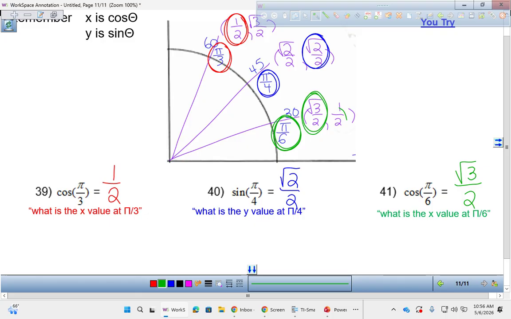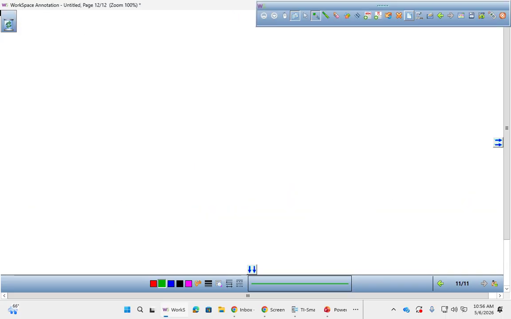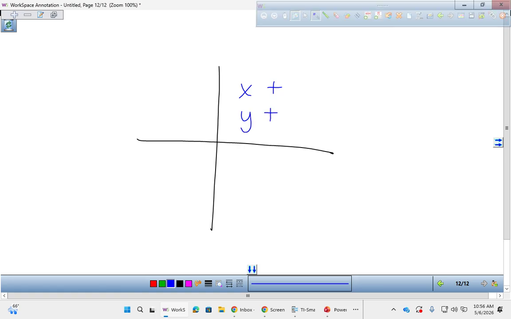The only thing that could possibly change is those numbers might have negative signs. Think about what you know about a coordinate grid. In quadrant 1, x values are positive and y values are positive. Every angle you just worked with was in quadrant 1, right? 30, 60, 45 is all in quadrant 1. Well, what happens if I pick an angle in quadrant 2? What do you know about coordinate points in quadrant 2?